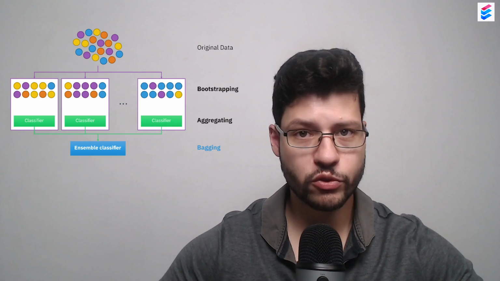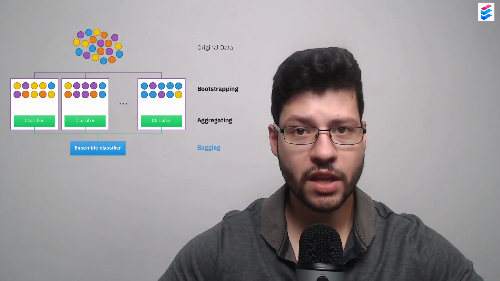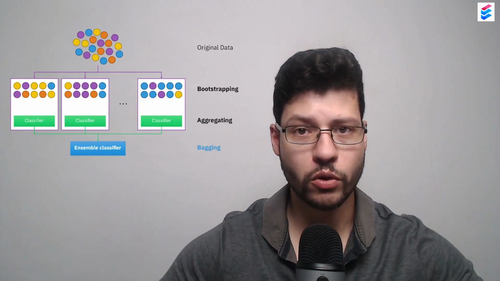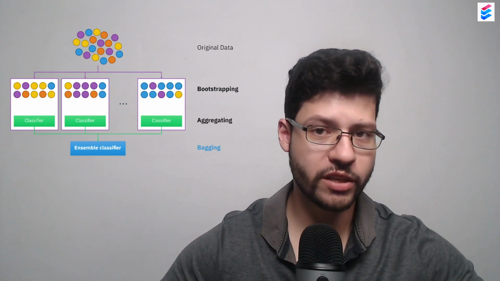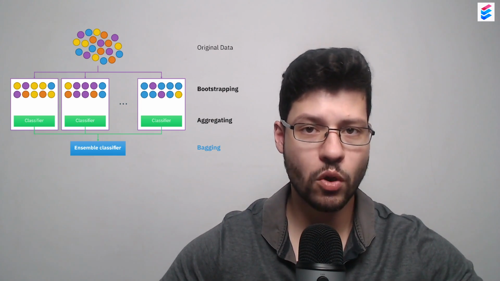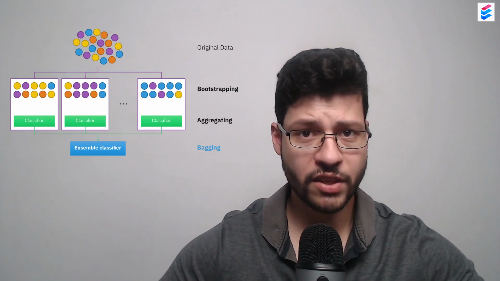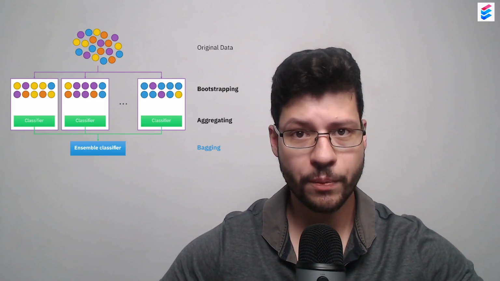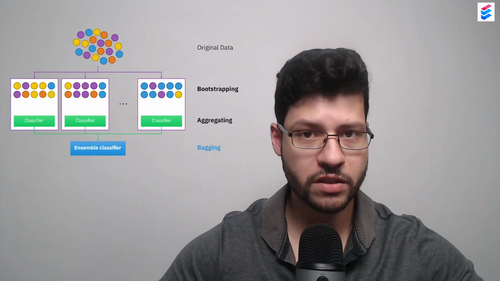Once we create these training datasets using bootstrapping, we can go ahead and train each one of our models on each one of these samples. So we will train the first model on the first sample, the second model on the second sample, the third model on the third sample, and so on and so forth. Finally, we aggregate the predictions, basically combine them together, to get the final prediction of our ensemble.